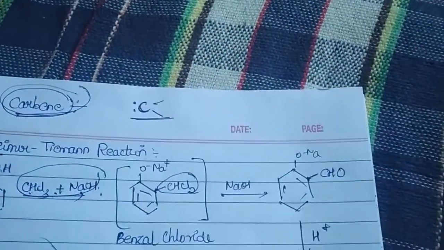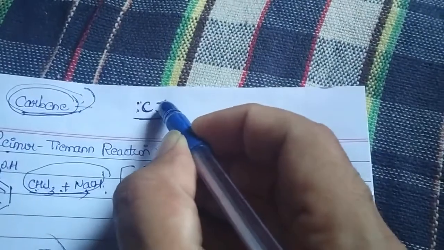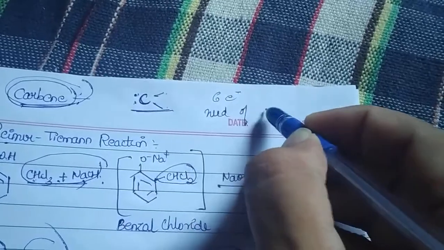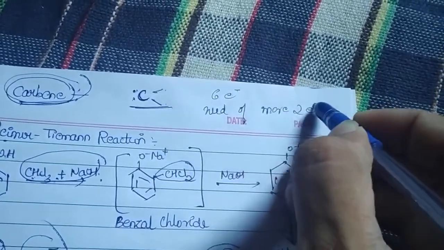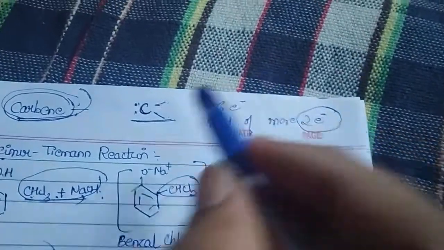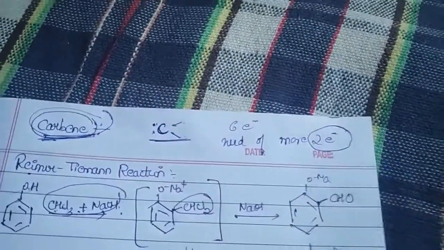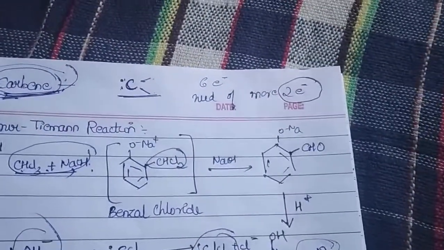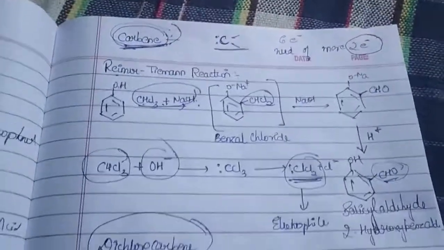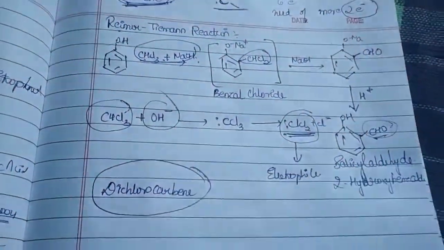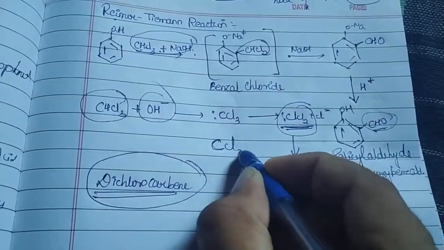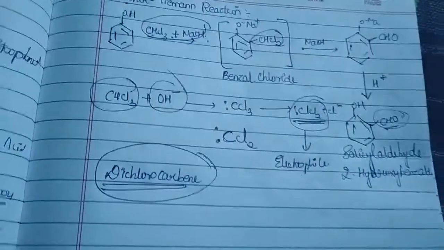A carbene. Since we can see that it totally has 1, 2, 3, 4, 5, 6, only 6 electrons, it is in need of 2 more electrons, and hence your carbene will be acting as what? Yes, as an electrophile. In a Riemer-Tiemann reaction, the main important electrophile is dichlorocarbene, which has the formula CCl2 with 2 electrons. Very much important when you write the structure of your carbene.